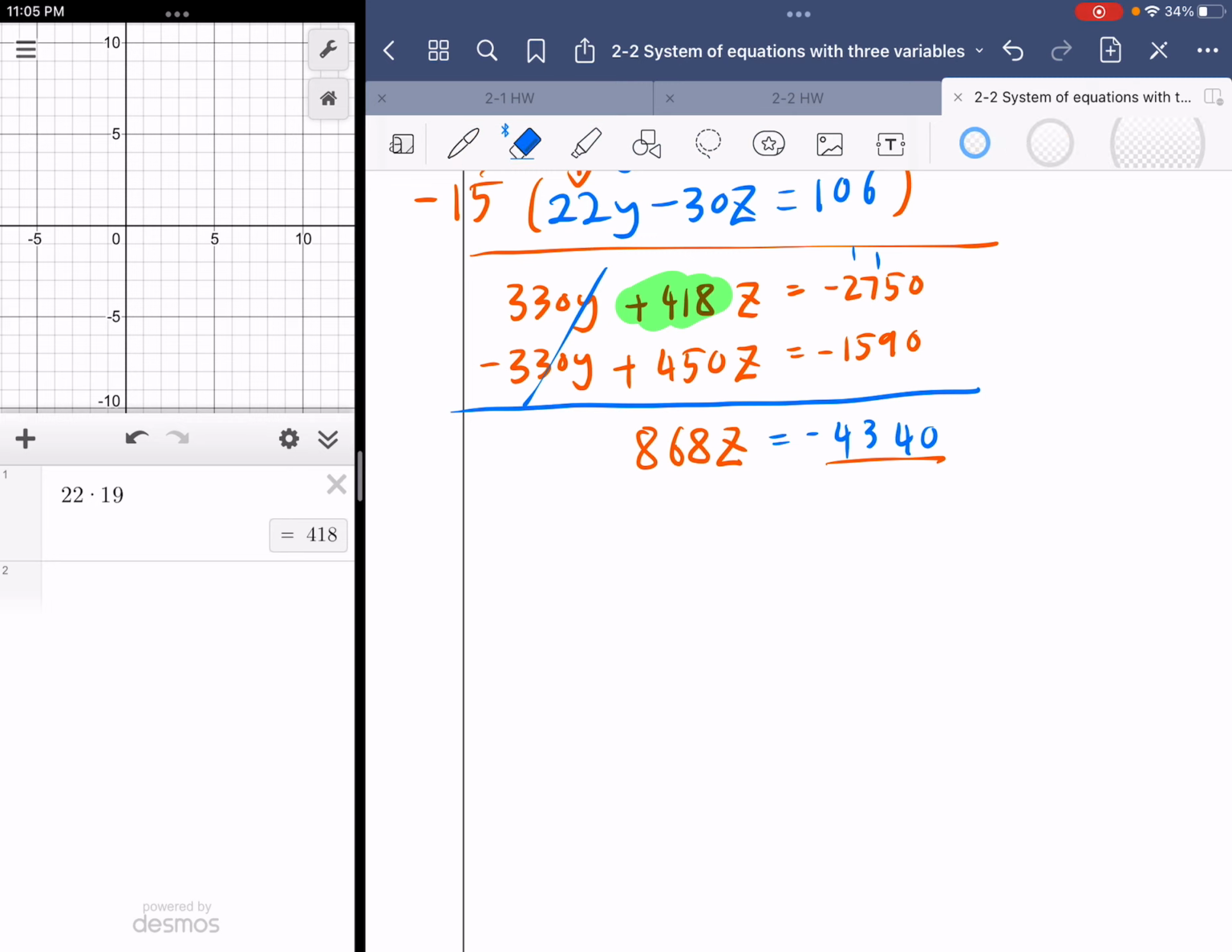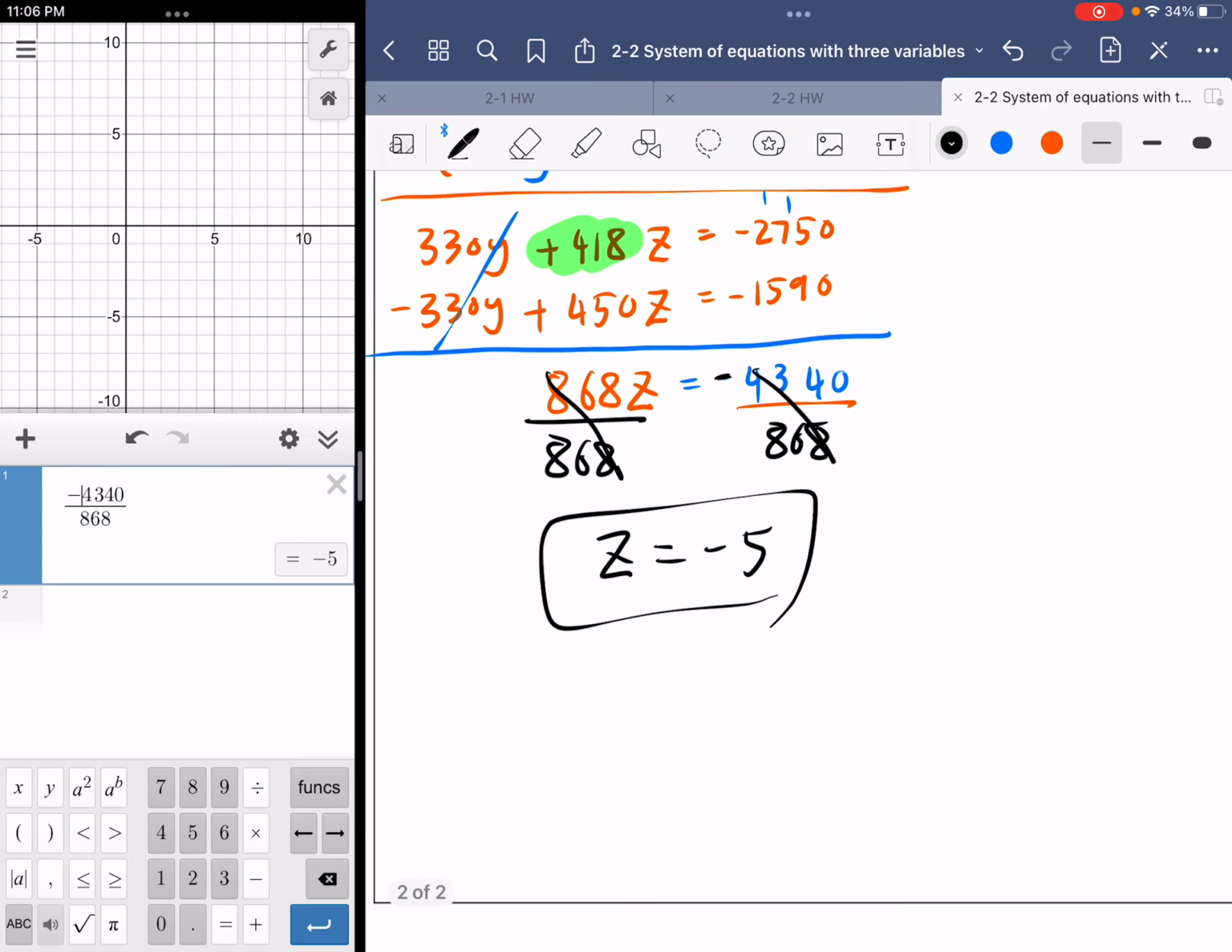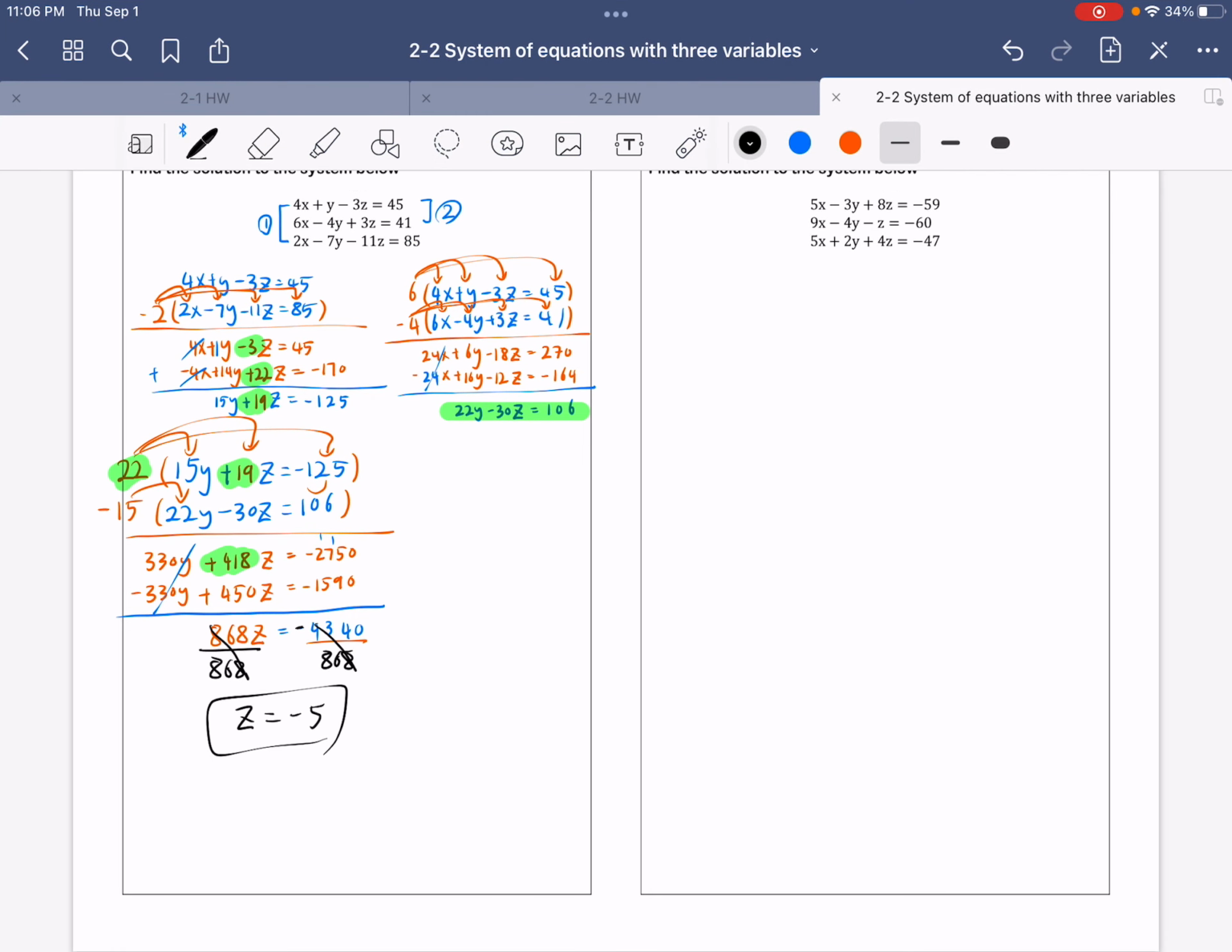So if you want to get rid of 868z, you have to divide by 868, and please, please, please, let me get the good number. I don't want to make this video again. Please, God, have mercy on me. Hallelujah. 5. Do you see this? Z is equal to negative 5. It's negative because it's a negative sign. So I forgot to put negative here. So it should be negative 5, okay? Z equals negative 5.